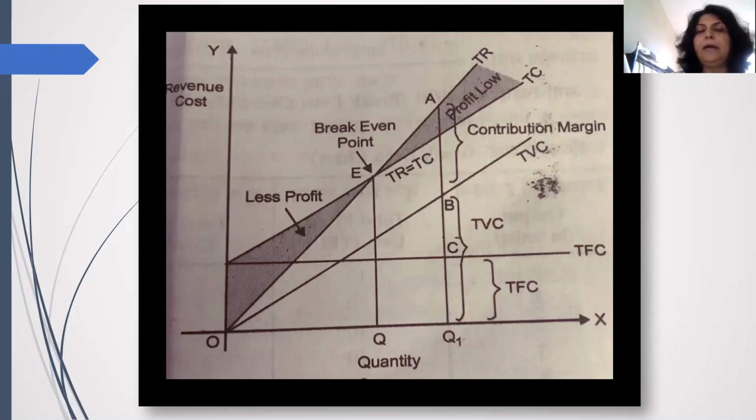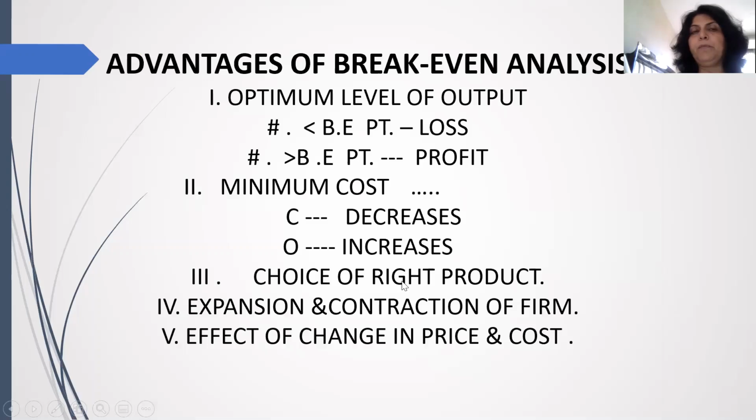At the point where TR is equal to TC, the contribution margin is taken as the gap between TR and TVC. EQ and TVC is somewhere where it cuts your TVC. So the gap between the two is taken as contribution margin. Next, this was break-even analysis calculated through three methods.